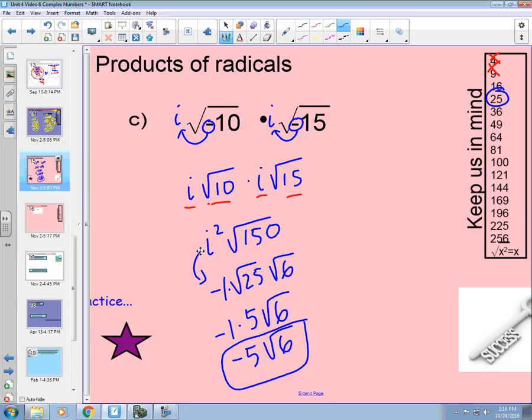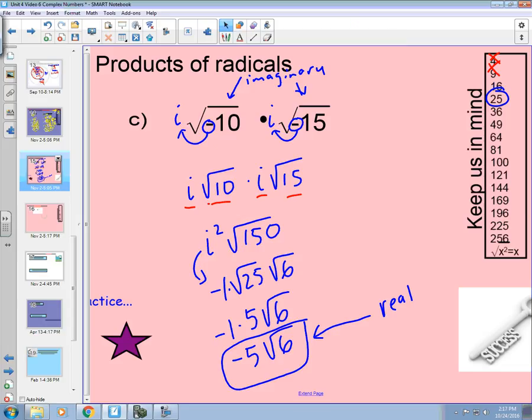So the big deal about this one is when you multiply two imaginary numbers, which we started with, both of these were imaginary. When you multiply two imaginary numbers, look at the result. Was the result an imaginary number? No, the result was a real number. And that's why there are some applications of this, because when you multiply two imaginary ones, you actually get a real number.